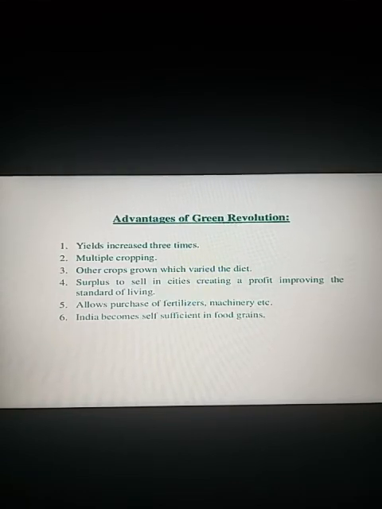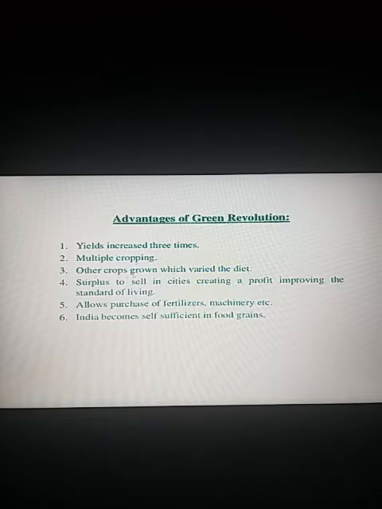Actually, in your textbook, you may not find these advantages and limitations. These are additional points you should practice so that it will be quite helpful for you. Advantages of Green Revolution. First point, yields increased 3 times. When I say yield, productivity increased thrice. Multiple cropping was possible. That means same land, same time, two or more crops were grown. Multiple cropping, that is, effective utilization of land was possible.